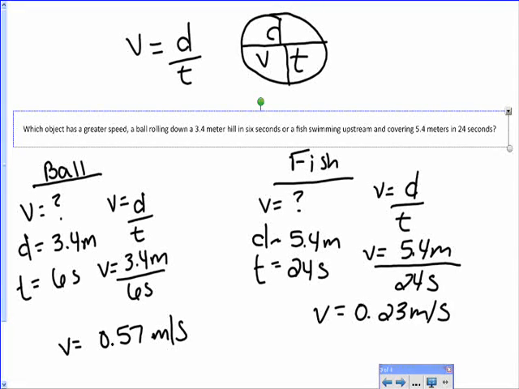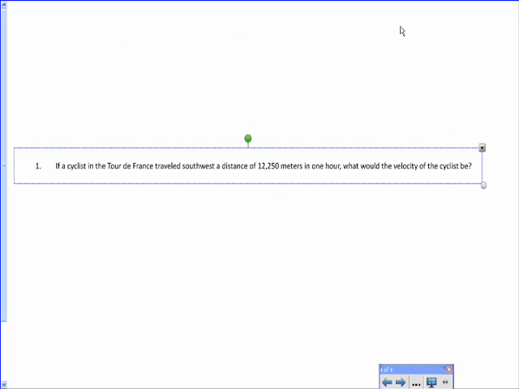So which one of these is moving faster? The one moving the fastest is the ball because it's moving 0.57 meters per second, and the fish is only swimming 0.23 meters per second. So the ball has the greater speed. Now let's look at our last practice problem. Again, this is not practice problem 1. It's just when I copied and pasted it, it did weird numbers and I forgot to change them.